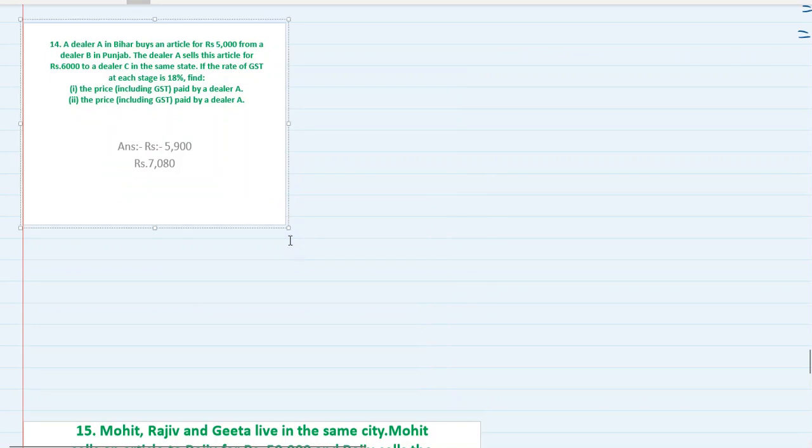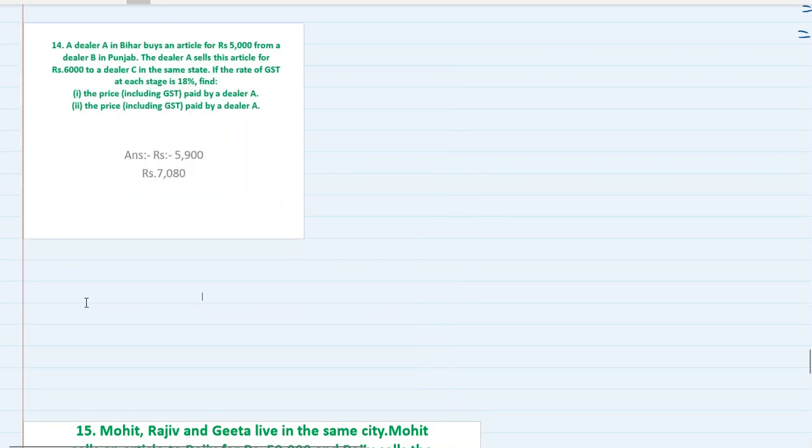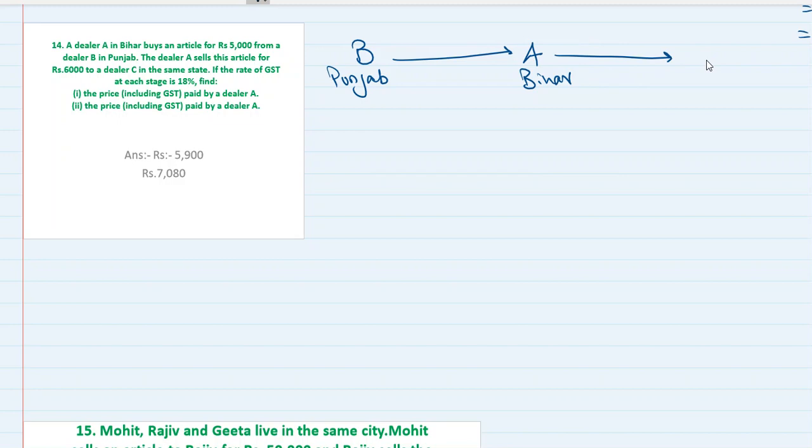A dealer in Bihar buys an article for rupees 5,000 from a dealer B in Punjab. Okay, so the chain starts from dealer B who is in Punjab. Dealer B sells this article to dealer A who is in Bihar, and the dealer A in turn sells this article to dealer C who is in the same state. Okay, that means Bihar.